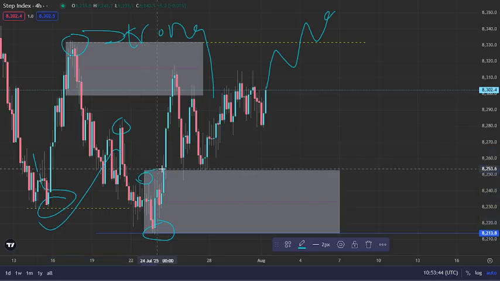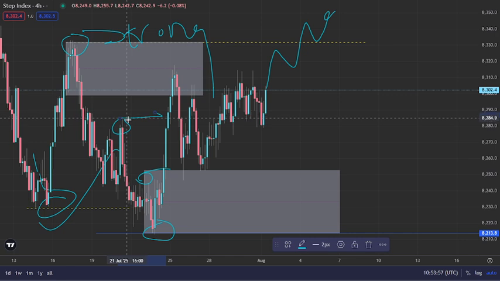We have our fractal structures, we have our internal structures, and we have our swing structure. Now the fractal structure was broken. The swing structure was broken. The internal structure was broken, and price is coming to the upside.